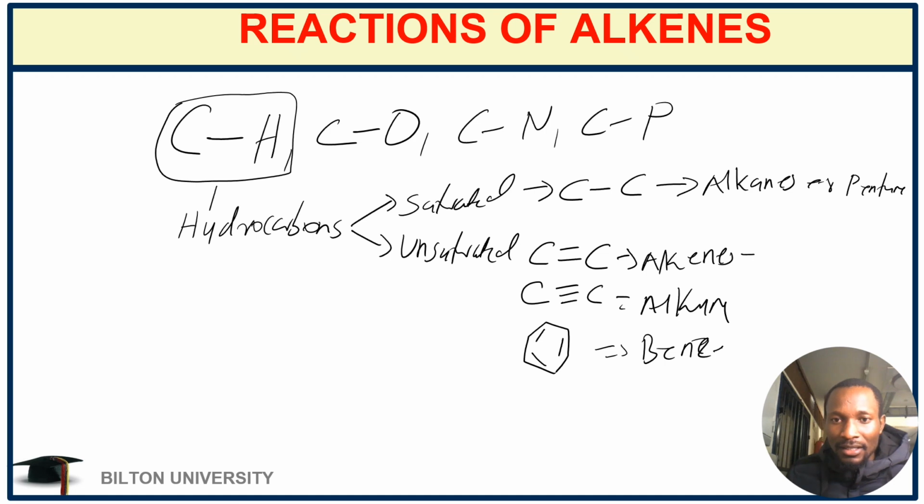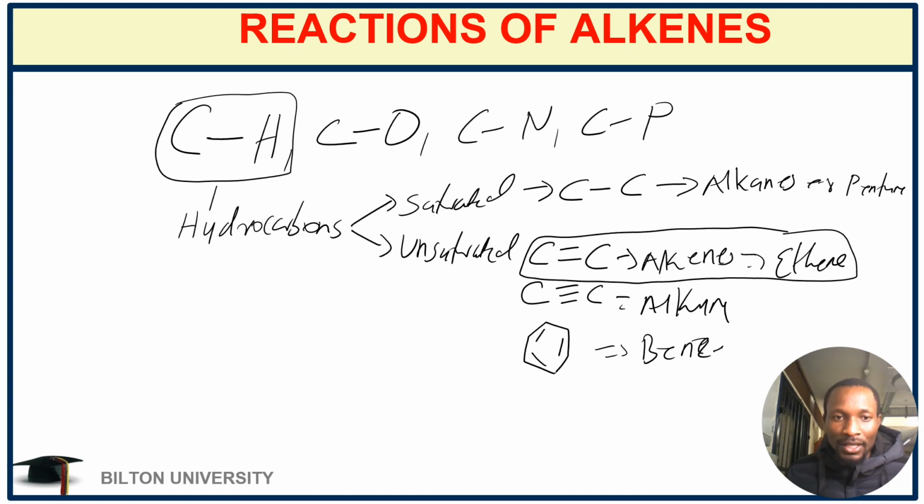Now in alkenes, for example, we can have ethene, and this is where we are going to build our studies today. So we have seen that an alkene is a hydrocarbon in which carbon is doubly bonded to another carbon atom. Sometimes when we're doing nomenclature of alkenes, we need to consider the longest chain. Let's look at the nomenclature of alkenes.